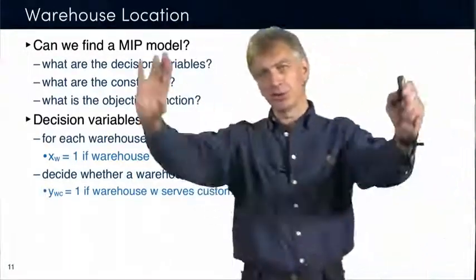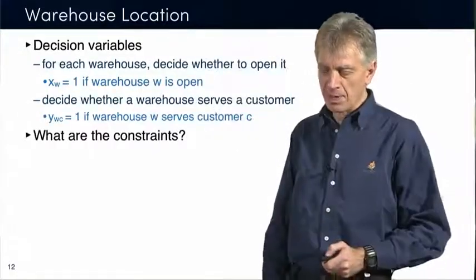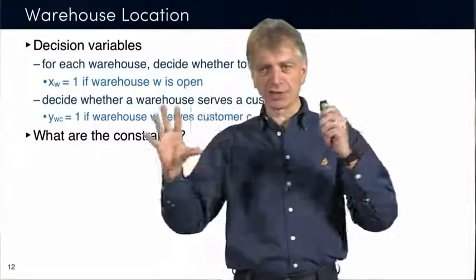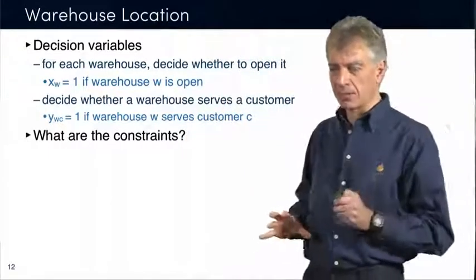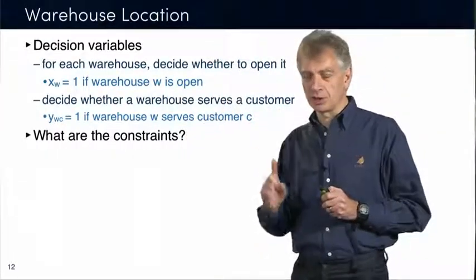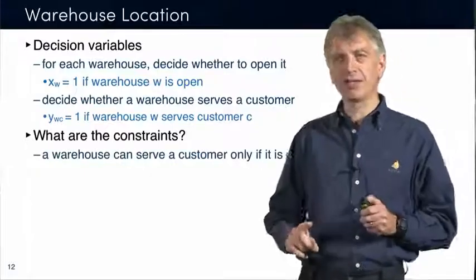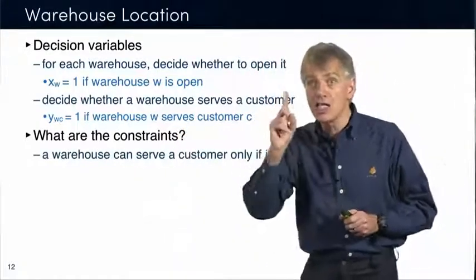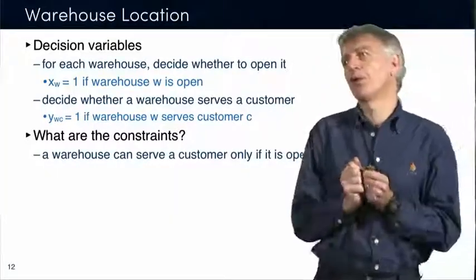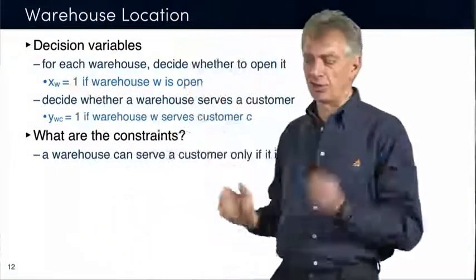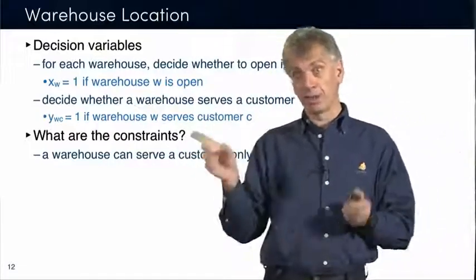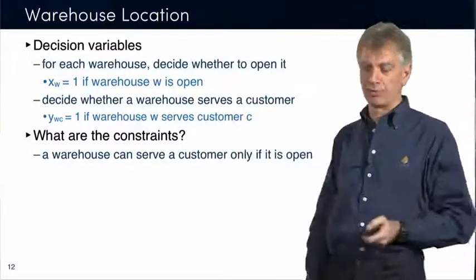The only thing that we have to do now is express the constraints. So what are the constraints? Think about it. What are the constraints in this particular setting? There is one constraint which is really important that we don't want to miss: we can serve a customer with a warehouse only if that warehouse is open. We don't want to connect a customer to a warehouse that doesn't exist. That's a very simple constraint, but it's very important. Otherwise, we wouldn't have a solution.